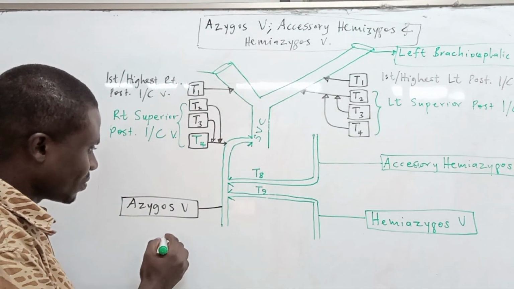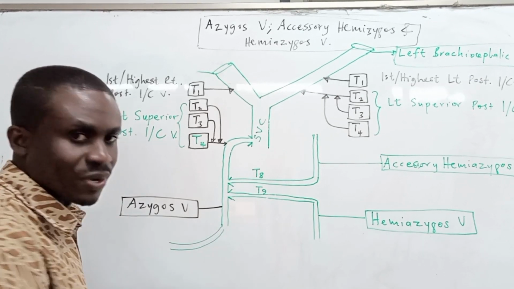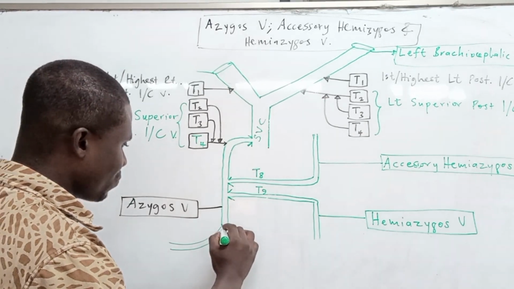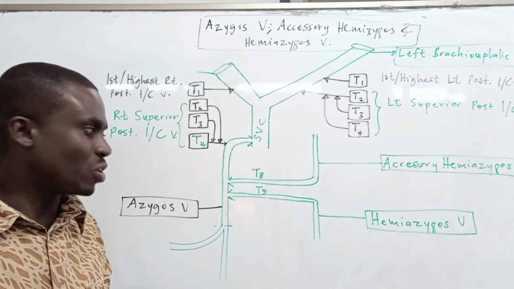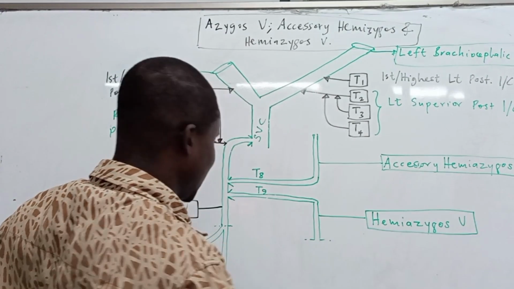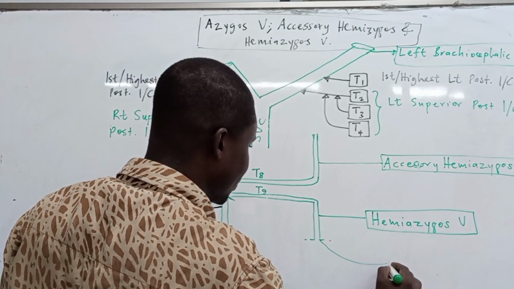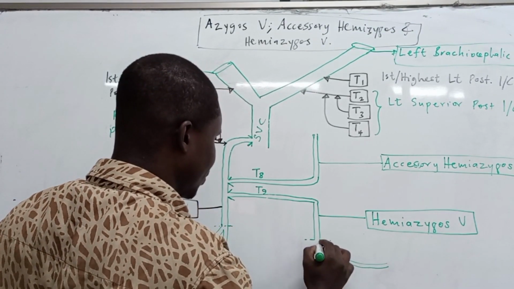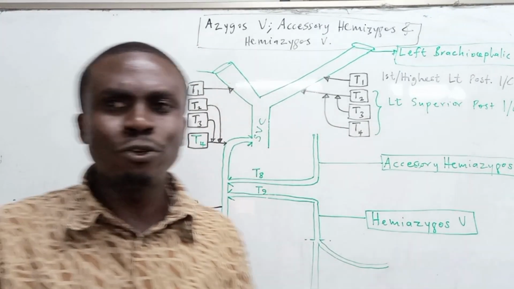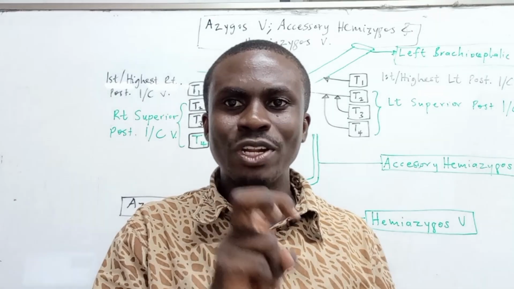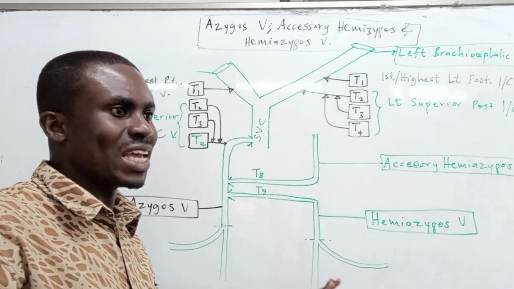Now, there's a point. There will be some veins joining this way, another one from below. Let's say there's the level at which the azygos vein begins, and the level at which the hemiazygos vein begins. Just like we saw here, the same thing will happen here. What I want you to understand is that there are only two formative tributaries for the azygos vein and the hemiazygos vein.